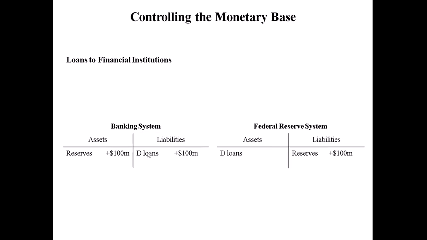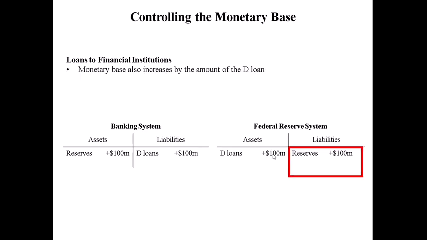Now, because reserves are an asset to the banking system and reserves are liabilities for the Federal Reserve System, when reserves for the banking system go up by $100 million, the Fed's liability goes up by $100 million. And then these discount loans the Fed has made to banks increase its assets by $100 million. In this particular case, the monetary base increases by the amount of the discount loan.